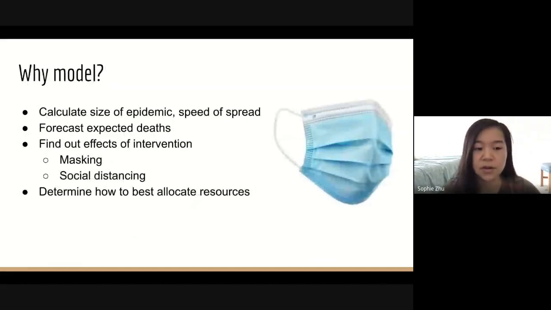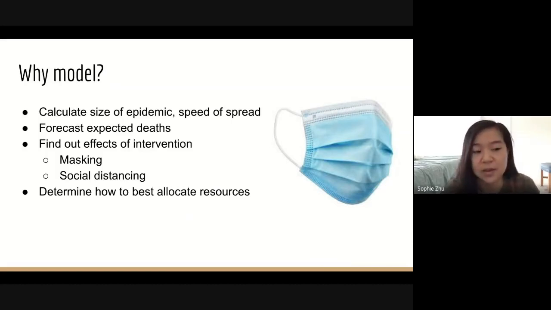So as we touched on before, in answering those questions of who, what, when, why, how, why are we really using models? Specifically for an epidemic or a pandemic, we want to calculate the expected size. We want to know the speed of the spread. We want to forecast expected deaths, which is the metric that we've seen in the news most often. We also might want to find out the effects of intervention. So a lot of science and a lot of studies have been done on masking and social distancing. And especially in the early days of the pandemic, we didn't really know which ones were effective or not.